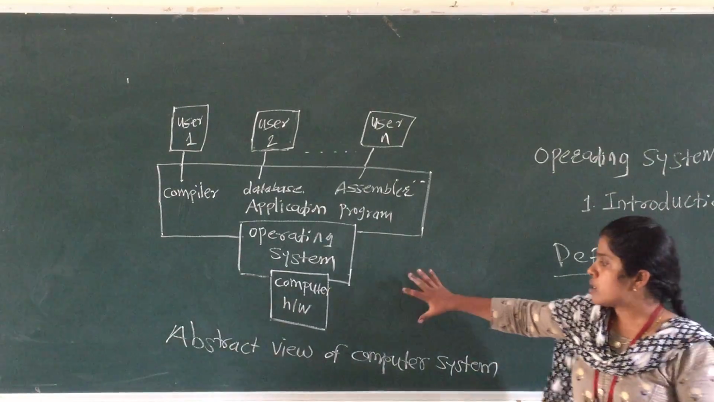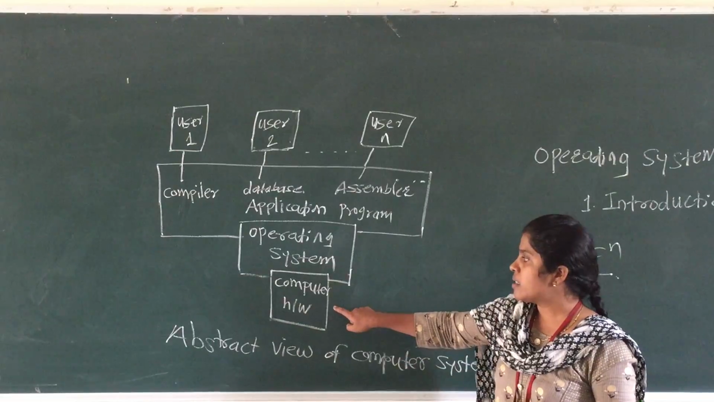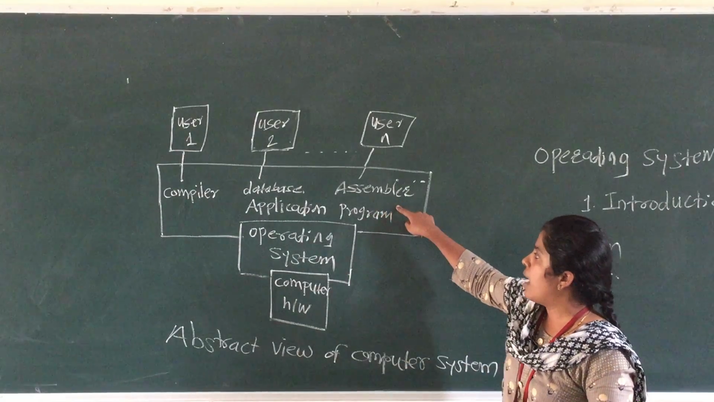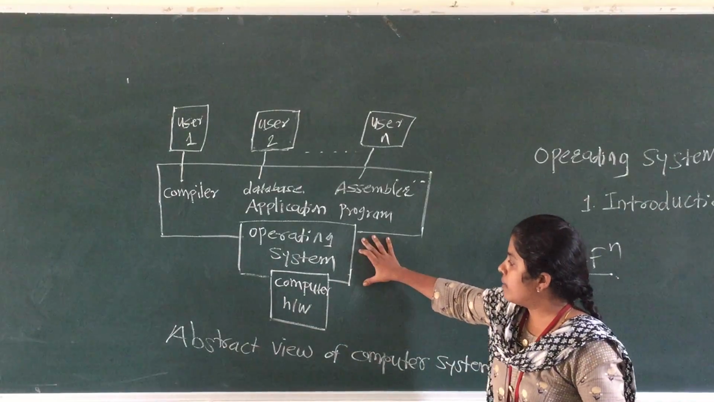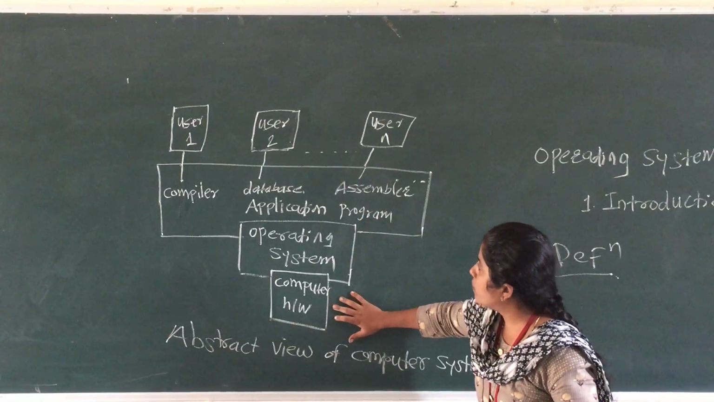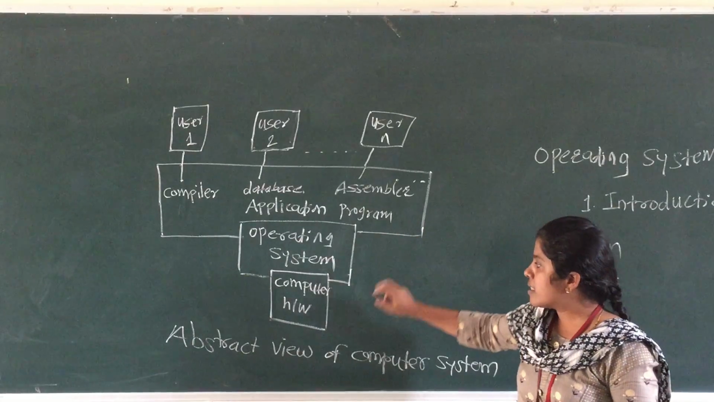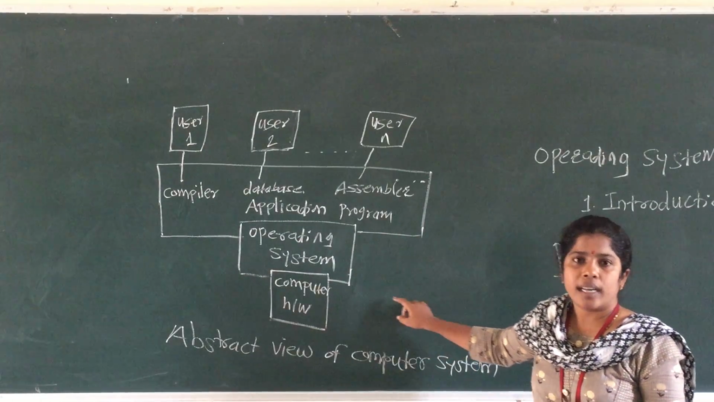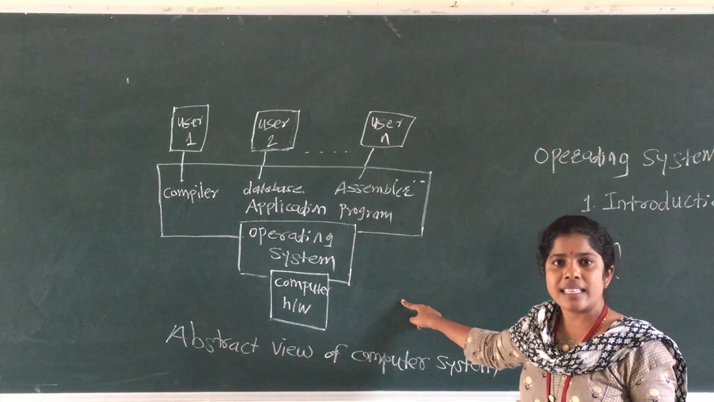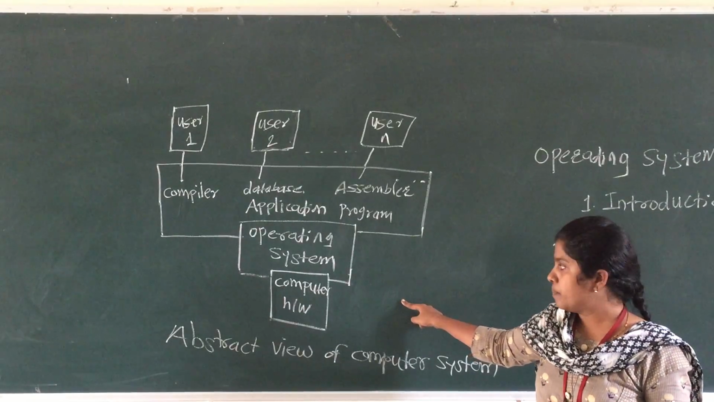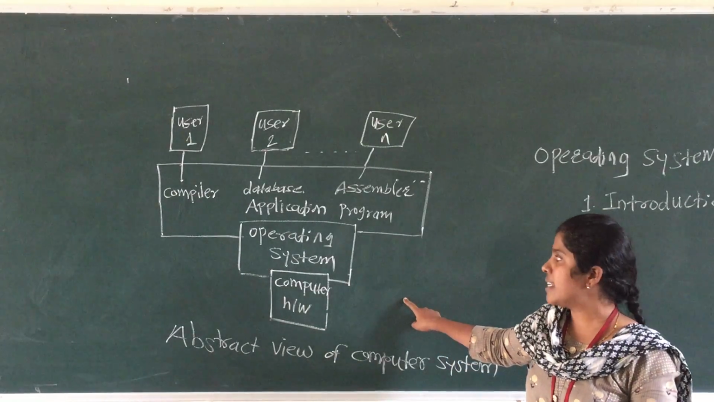So this diagram shows the abstract view of the computer system. The computer system consists of the computer hardware, operating system, application program and the user, right? The operating system works as the intermediary between the computer hardware and the user with the help of the application program. Let us see what the computer hardware is. The computer hardware is nothing but the CPU or the IO devices, or we can say the different types of resources, right? So computer hardware are the CPU time, memory, IO devices, etc.